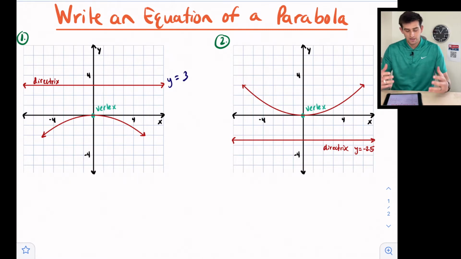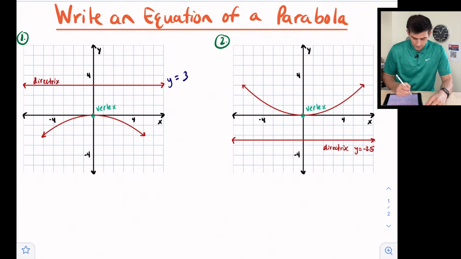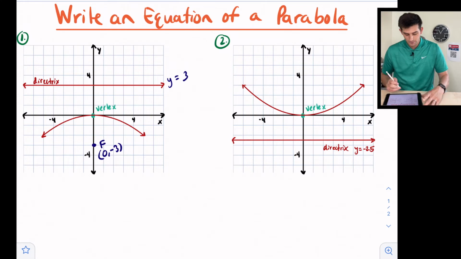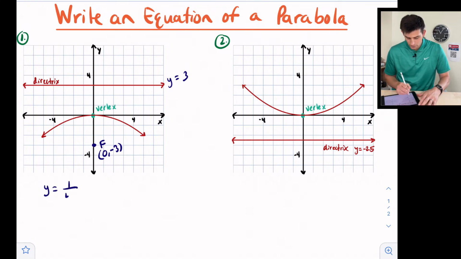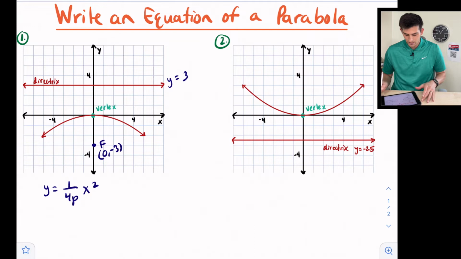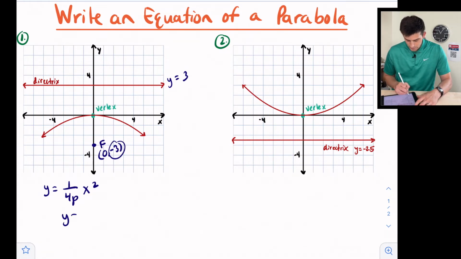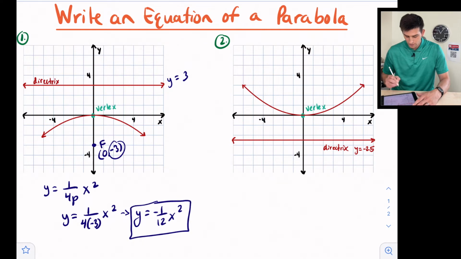So if our directrix is at y equals 3, we know that our focus is at (0, -3), right? So (0, -3) would be our focus, okay? So now the focus, that's where the p value comes in. So we know that our original equation is y equals 1 over 4p x squared. Okay, so now we know that p would be this negative 3 value here. So now we can substitute that in. So we get y equals 1 over 4 times negative 3 x squared. And that's going to give us y equals negative 1 over 12 x squared for our equation of that parabola.